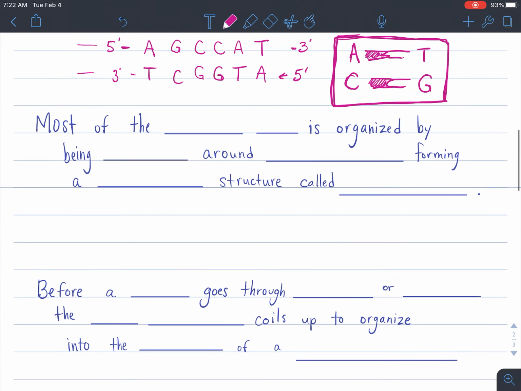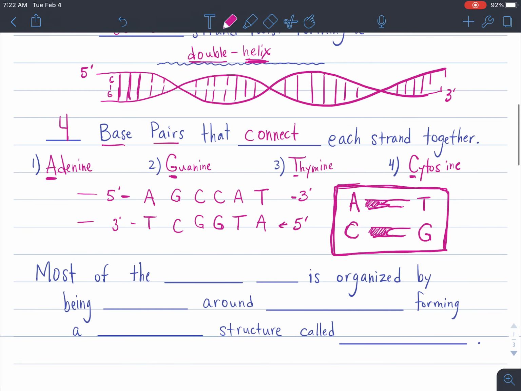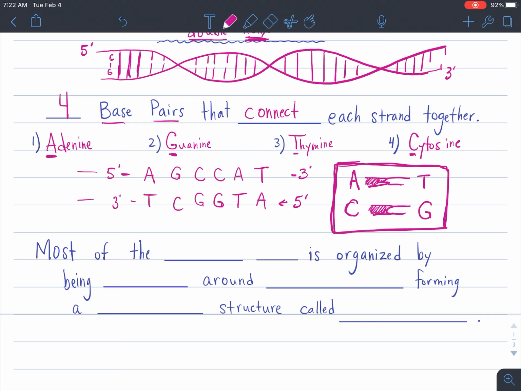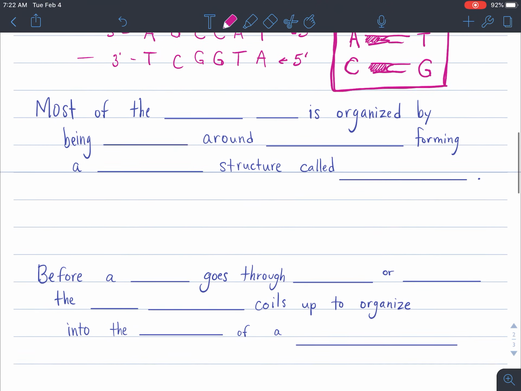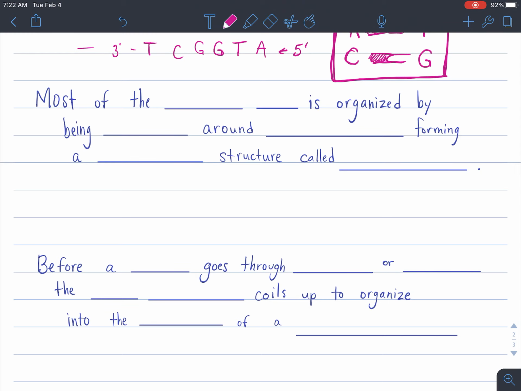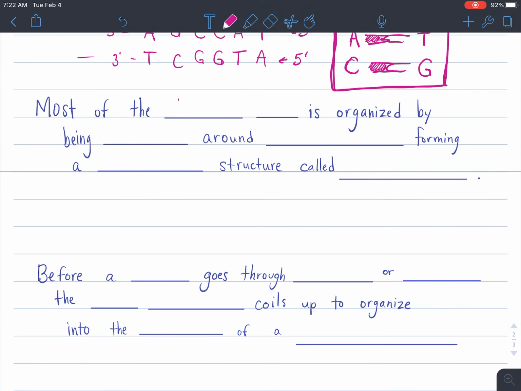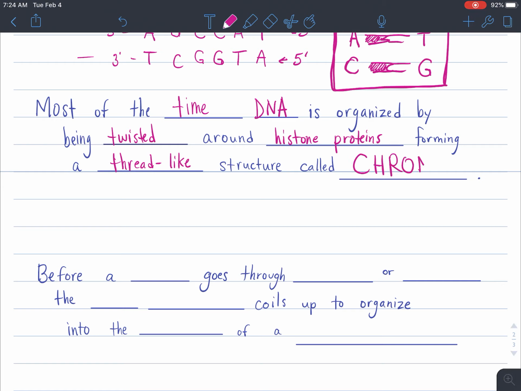All right, well, if this DNA is in the double helix shape, if it were just plopped into the middle of our cell and not organized, it would be a really, really messy situation. If you've ever had a long string, you know how easy it is for it to get tangled. So most of the time, DNA is organized by being twisted around these things that we call histone proteins. They're basically just these spheres that wrap up the DNA strands, and it forms a thread-like structure, and this thread-like structure is called chromatin.